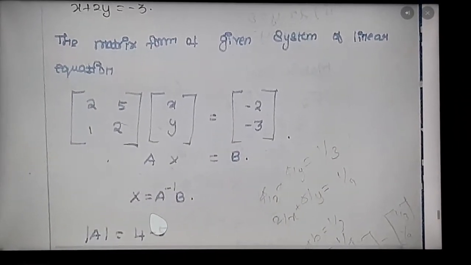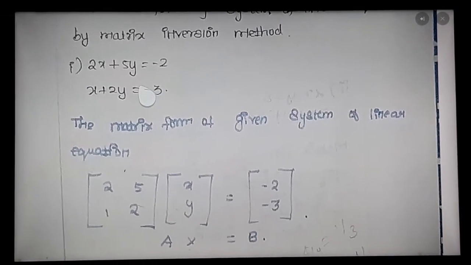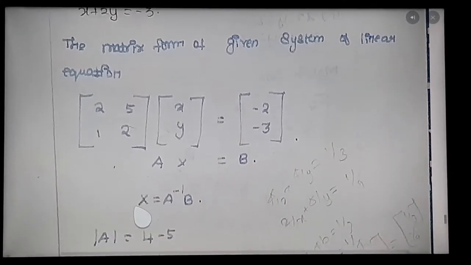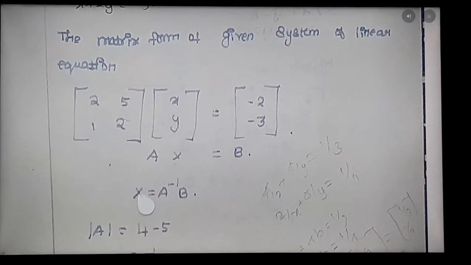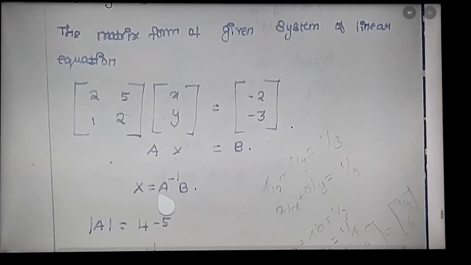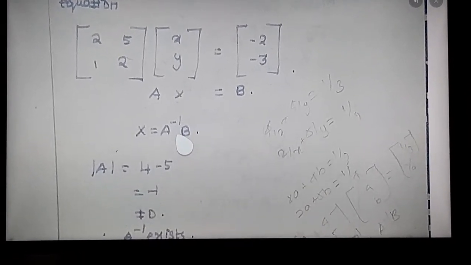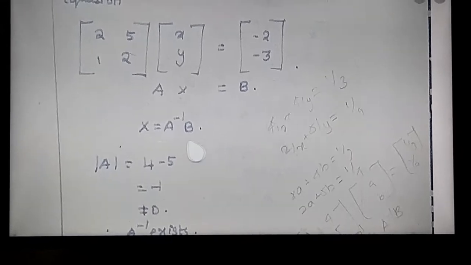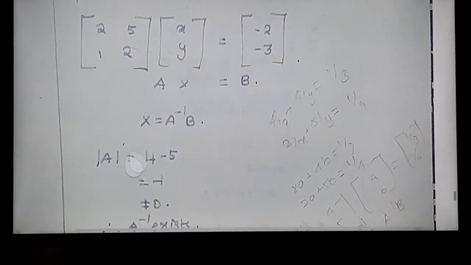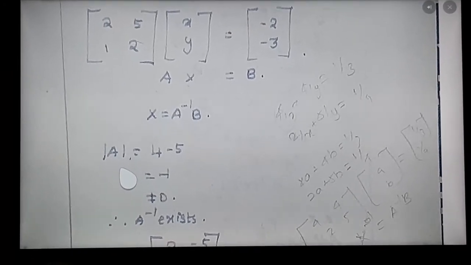We find the solution. That means we solve the system of equations, and we find the values of x and y. That's all. Now we find the value of the X matrix, that is the matrix of x, y. X is equal to A inverse B. We find A inverse first. After that, multiplying A inverse and B, we get the value of the X matrix. Before finding A inverse, we first check whether A is non-singular or singular. That's why we find the value of the determinant of A.